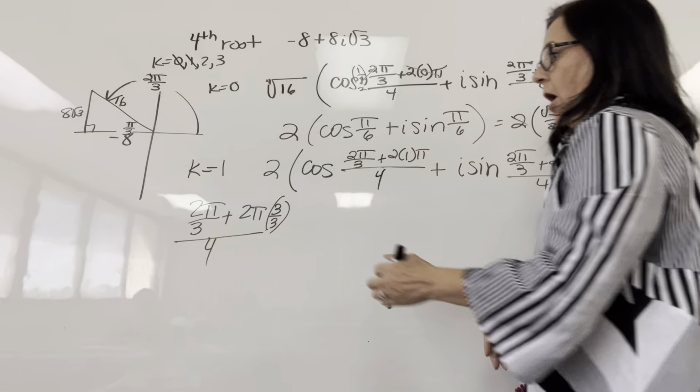All right, so this is when K is 3. 2 cosine. Is everybody with me? Yes. I forgot to put over 4.